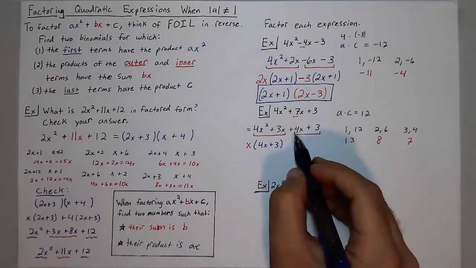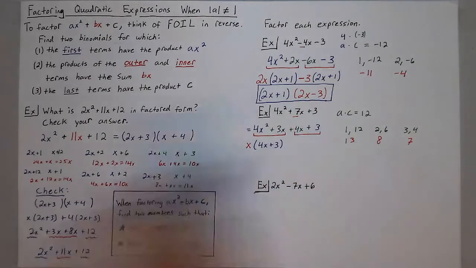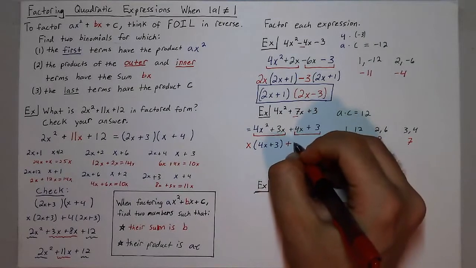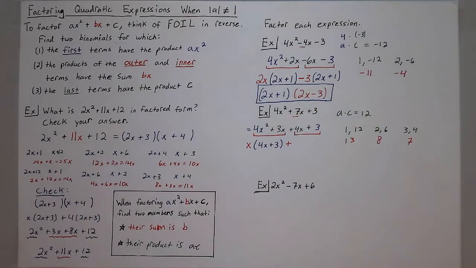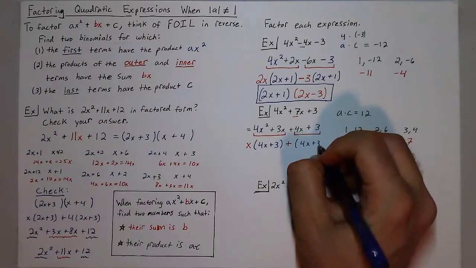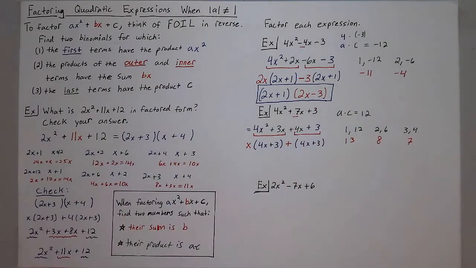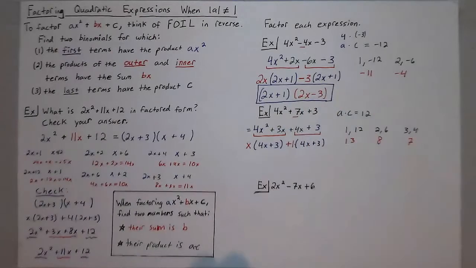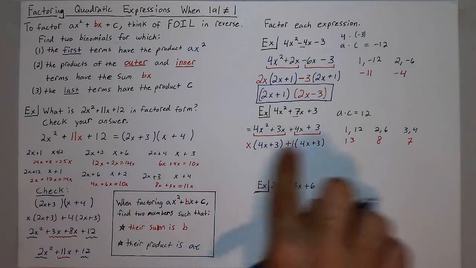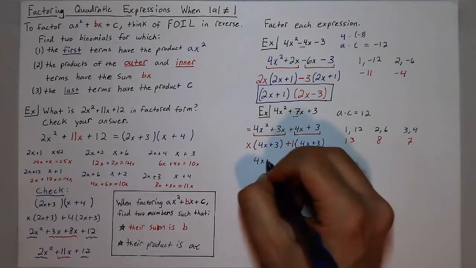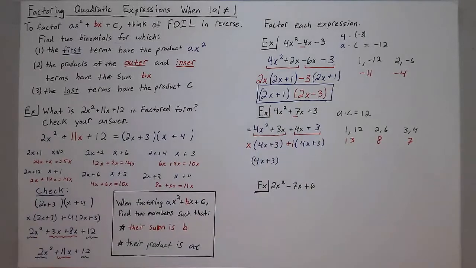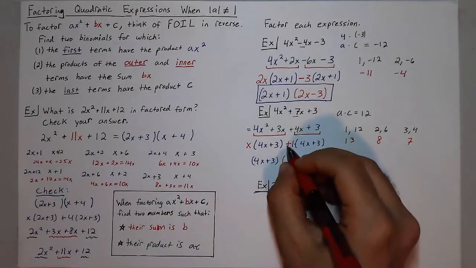Now the second group doesn't seem to have any factor in common. So I'll just put a plus, but you can think of it as an understood 1 in front of this group. So it'll just be plus 4x plus 3. But there is an understood 1 in front of the parentheses. So when I factor out the greatest common factor here, it's 4x plus 3. And when I divide each term by 4x plus 3, I'll be left with x and then plus 1.